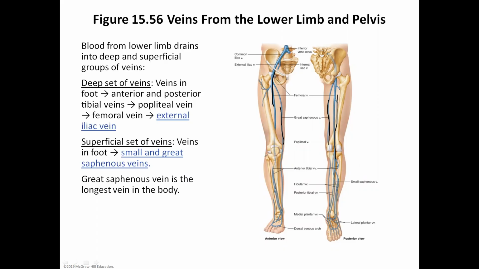You still get the anterior and posterior tibial veins. But this new, interesting one is the fact that we end up with these superficial veins, the small and great saphenous veins, and they run the whole length of the leg. They go from extremely high up in the thigh and run their way down.